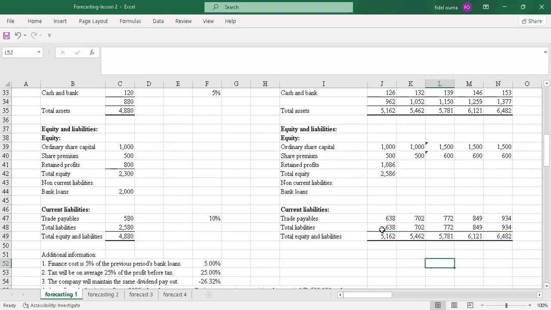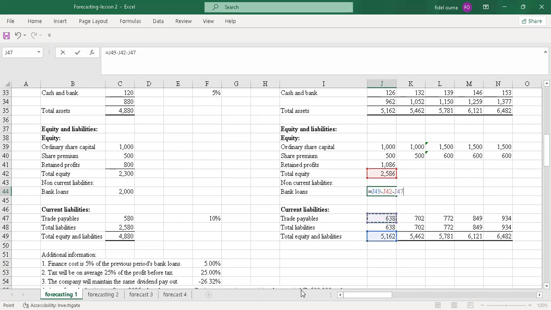Bottom border. Yes, that's okay because the total assets must balance the total. So for us to get the bank loan, how are we going to calculate it? The bank loan will equal this 5162 minus total equity, which is here, minus the trade payable.